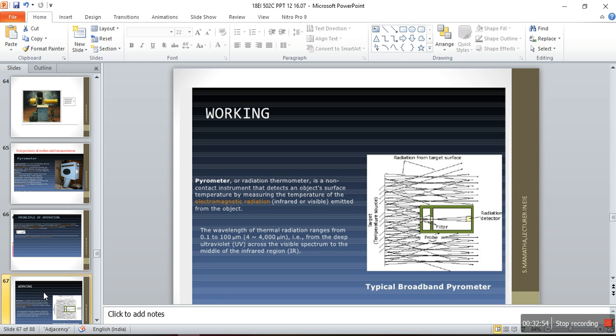A pyrometer, or radiation thermometer, is a non-contact instrument that detects an object's surface temperature by measuring the electromagnetic radiation emitted from the object. The wavelength of thermal radiation ranges from 0.1 to 100 micrometers, from the deep ultraviolet across the visible spectrum to the middle of the infrared region.